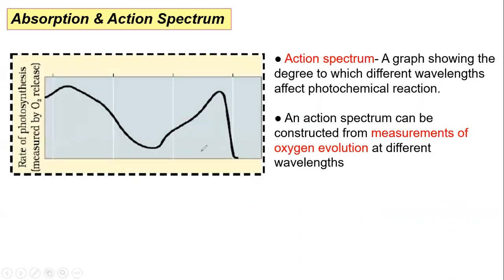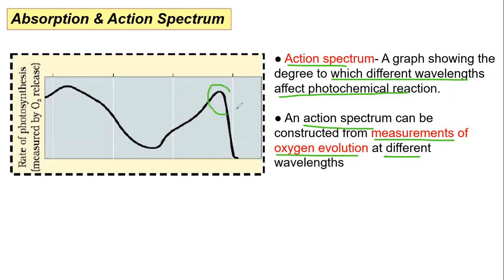Coming on to the next graph shown, the rate of photosynthesis, which is measured by the oxygen release, has been shown in the graph. Coming on to that, the action spectrum is a graph showing the degree to which different wavelengths affect the photochemical reaction, that is, which wavelengths of light affect the photosynthesis reaction. And how can you measure the action spectrum?